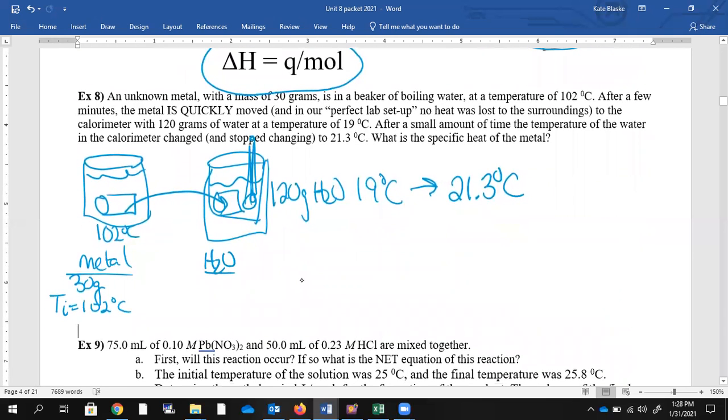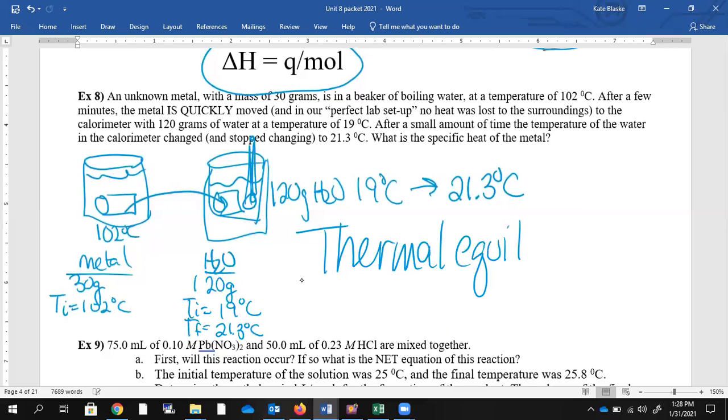And then I put it into 120 grams of water. Initially, its temperature is 19 degrees, and then the temperature of that water moves to 21.3 degrees. So now, the cool thing that allows us to do this kind of math: if two substances that have different temperatures or different amounts of energy come in contact with each other, they can reach something called thermal equilibrium.